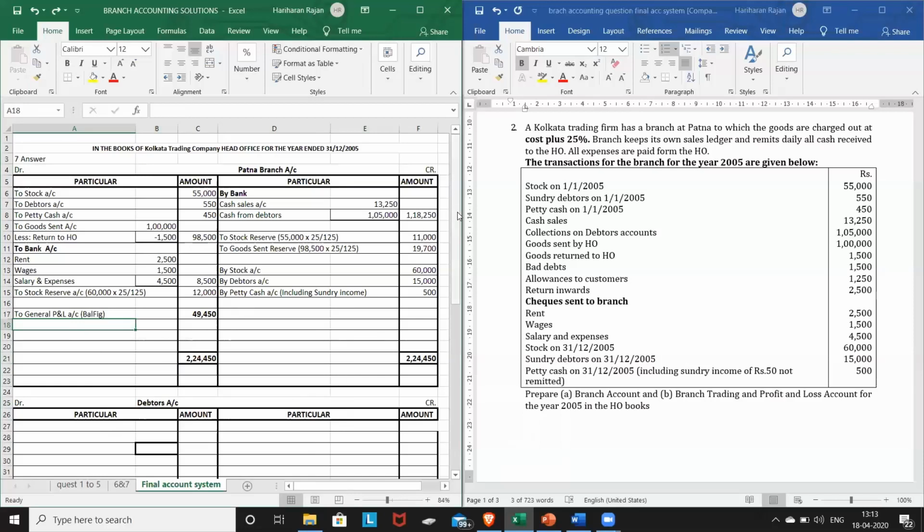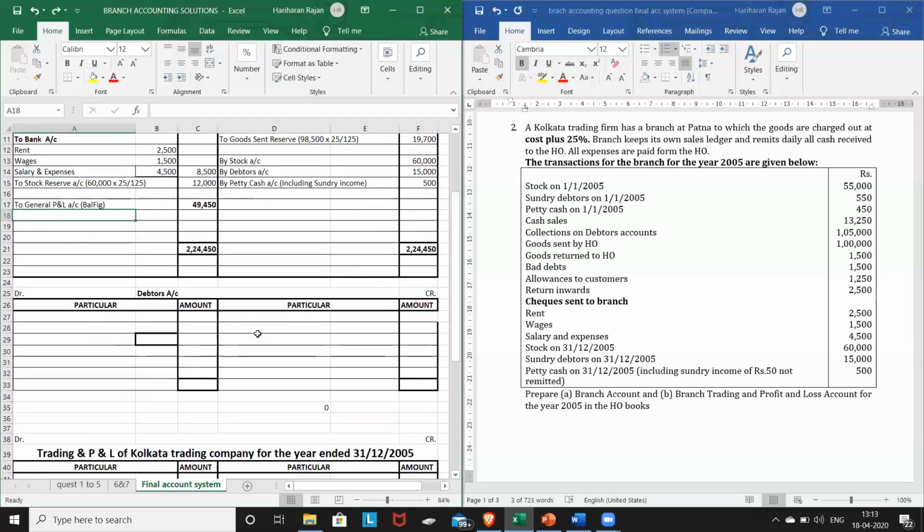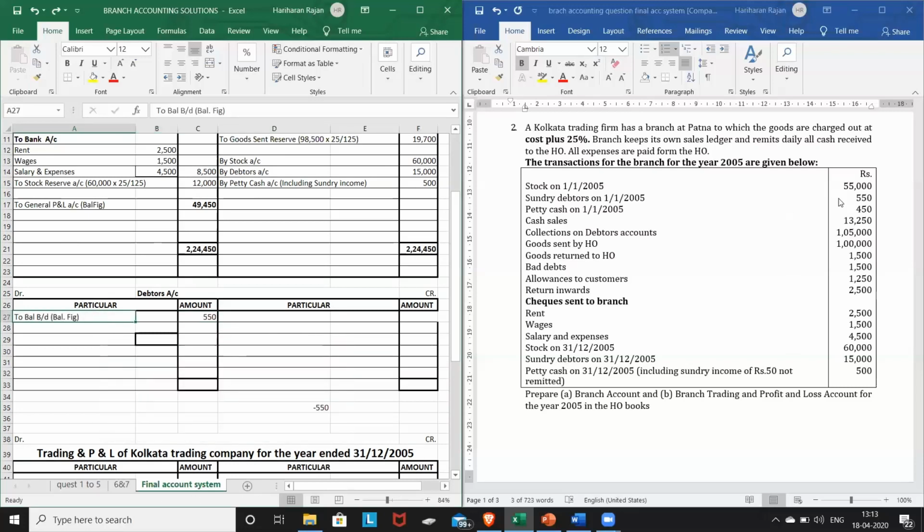Okay, so now let me prepare debtors account. Usually debtors account will be prepared in the beginning if there was opening balance or closing balance not given. Now in this problem, both the information is given. Still there might be some information which is required for us. So let us prepare debtors account. Opening balance is 550, I can see here. The closing balance is 15,000.